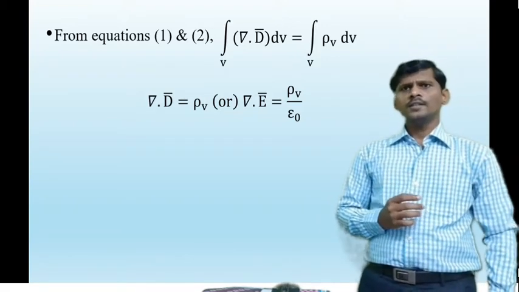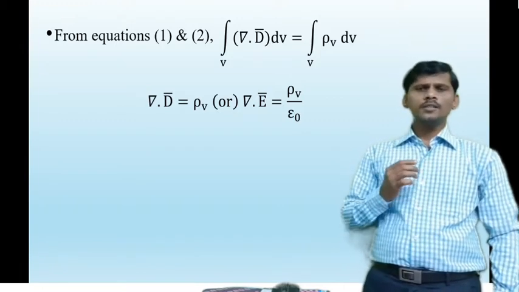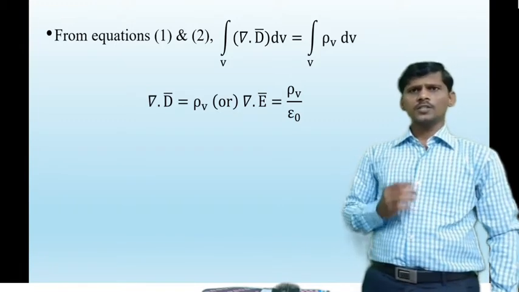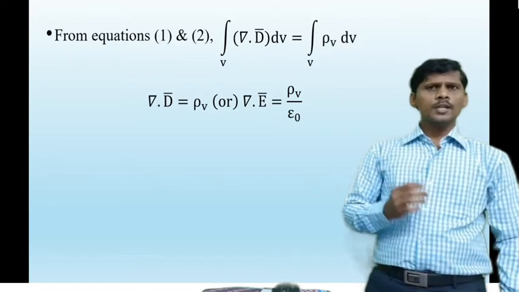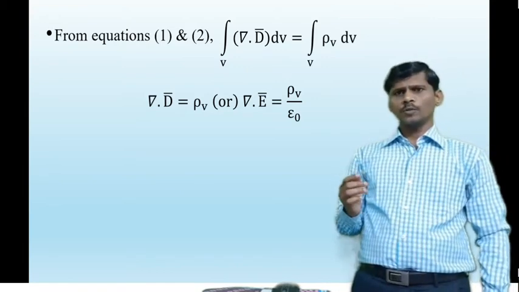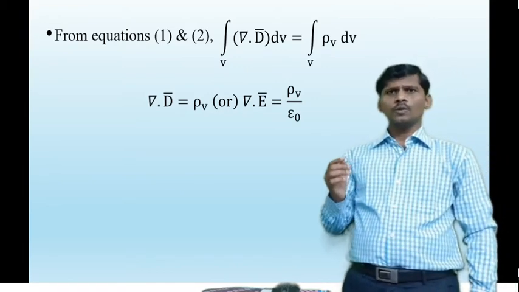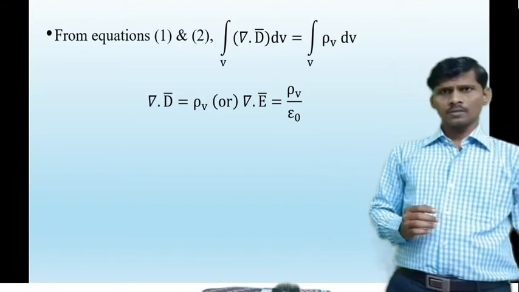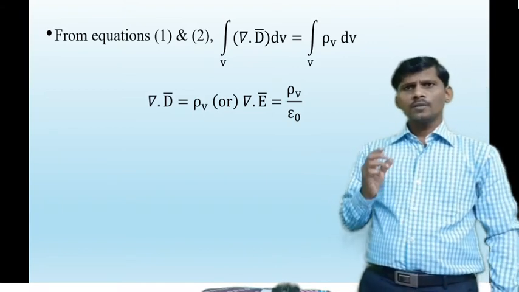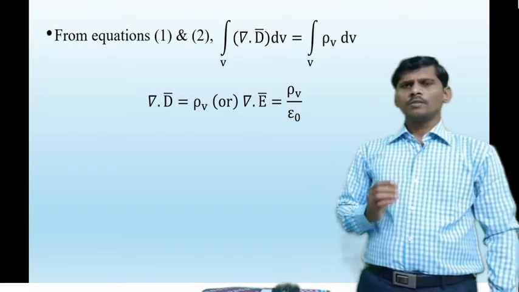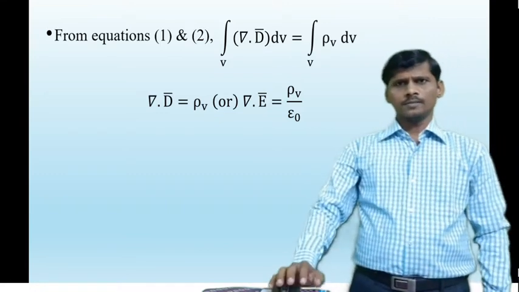So we know that the relationship between electric field intensity and electric flux density is D bar is equal to epsilon naught into E bar. Therefore, del dot E bar is equal to rho v by epsilon naught. So that is the differential form or point form of the first Maxwell equation.